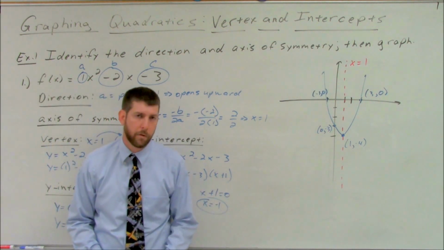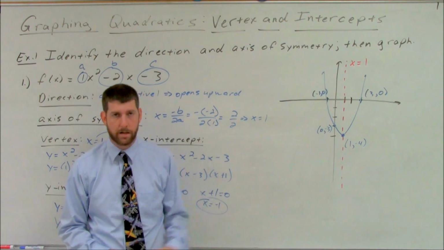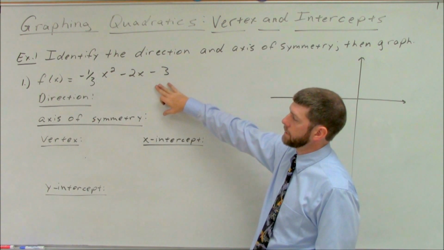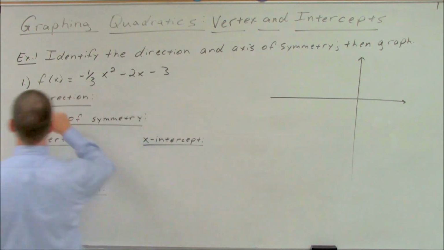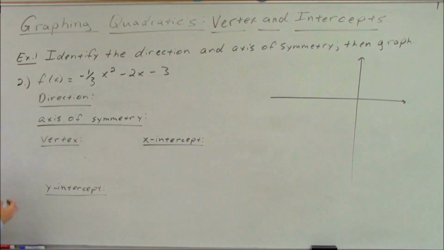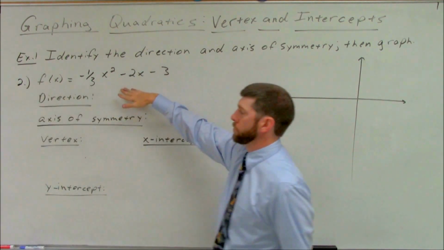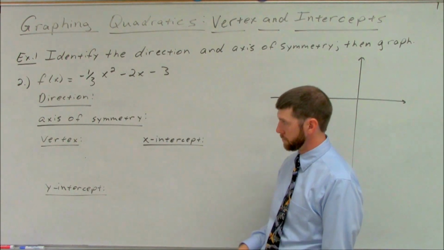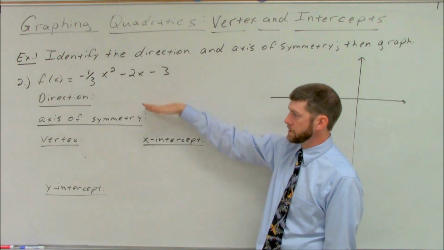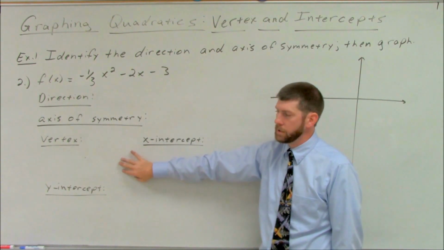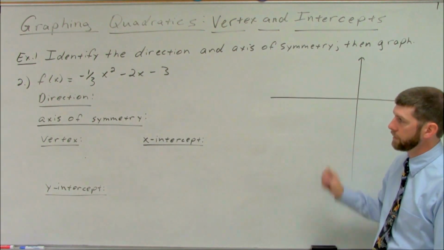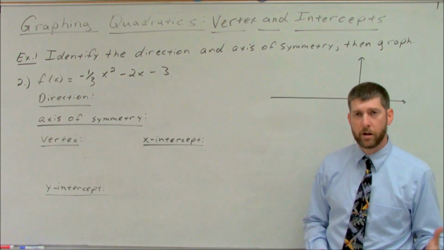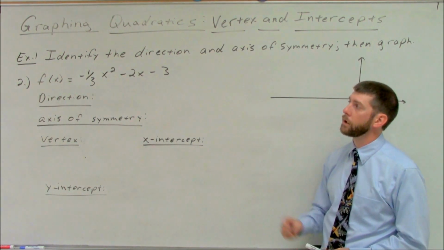If you'll give me a moment, I will get another example up here for you guys to try. Okay guys, here you go. Take this function right here. This is number 2 for example 1. Take this function right here, f of x equals negative 1/3 x squared minus 2x minus 3. I want you to identify direction and axis of symmetry. Then find these bits of information so that you can put it all together and give me a graph for that specific function. Take a minute, pause the video, and I'll wait right here while y'all work that out.